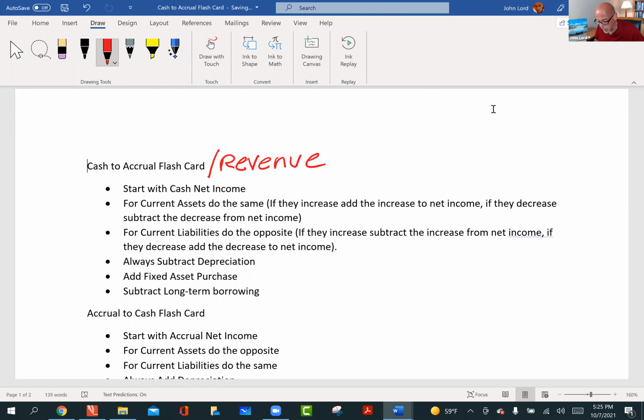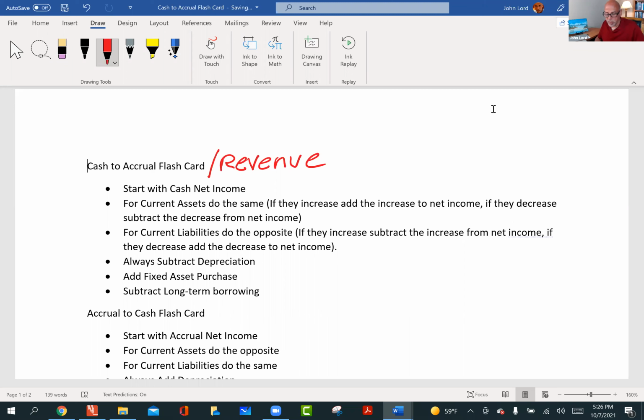And for current assets, I tell you to do the same. In other words, if the current asset increases, then add the increase to net income. If the current asset decreases, then subtract the decrease. So just remember, for current assets, do the same: if they increase, add them; if they decrease, subtract them. For current liabilities, do the opposite.